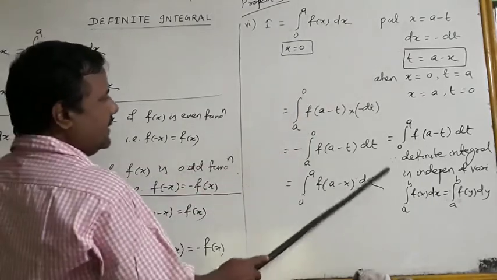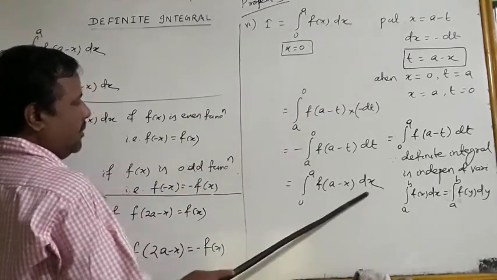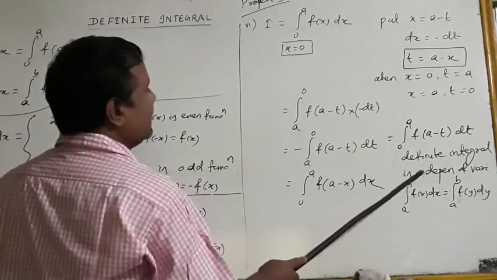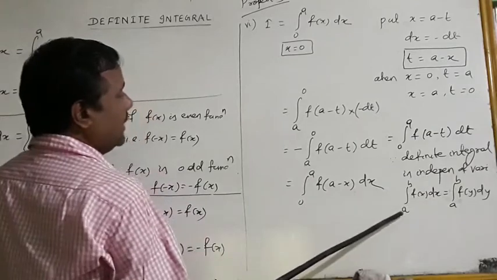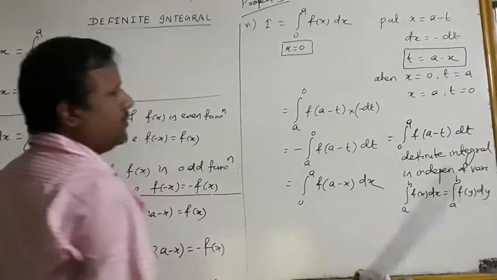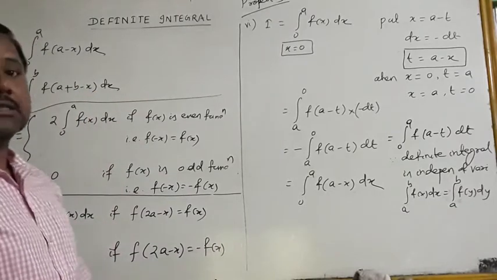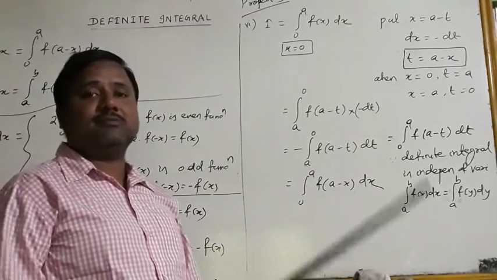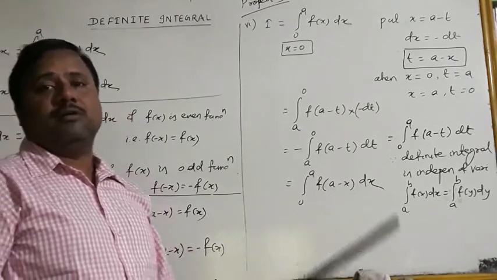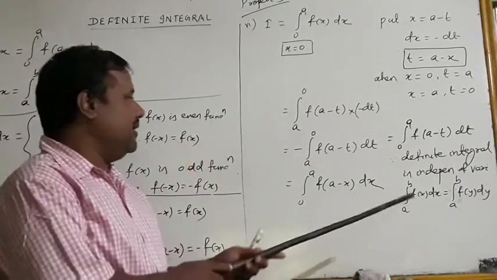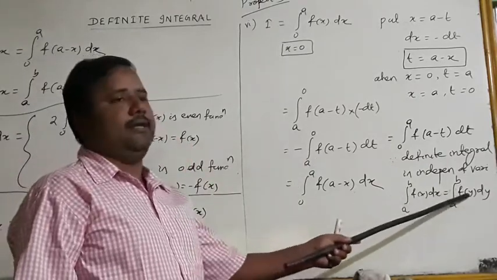I am writing here, this property is because the definite integral is independent of the variable. That is, a to b f(x) dx, a to b f(y) dy, a to b f(z) dz. As God is independent of religion, that is no Christianity, no Hinduism, no Islam, God is one. Similarly, the definite integral value is one.